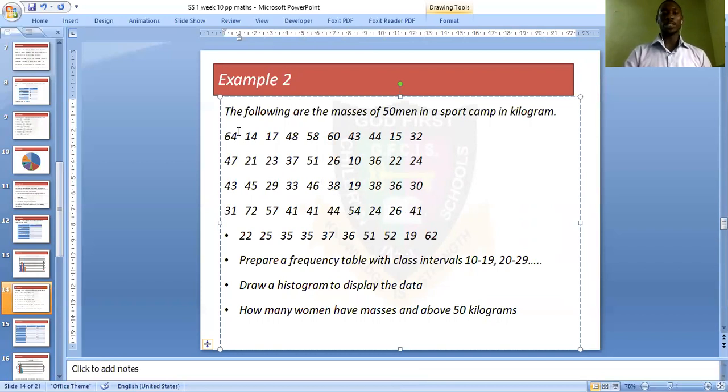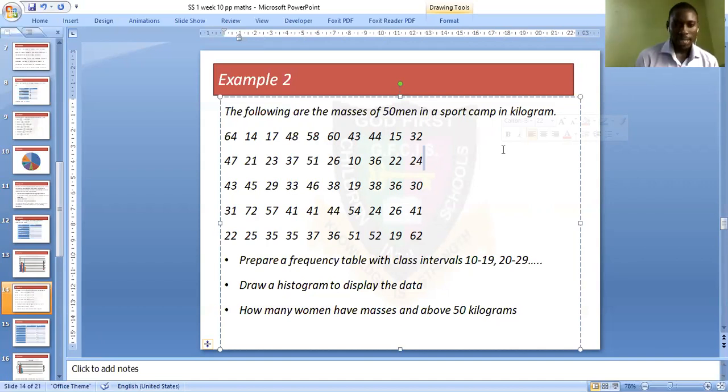You can see we're following that. The class width is 10. You all know class width; we talked about that in the previous class. Class width of 10. So you're going to have 10 to 19, 20 to 29, 30 to 39, 40 to 49, 50 to 59, down to the highest number, which is 64. Probably you stop at 60 to 69. Number two, draw a histogram to display the data.